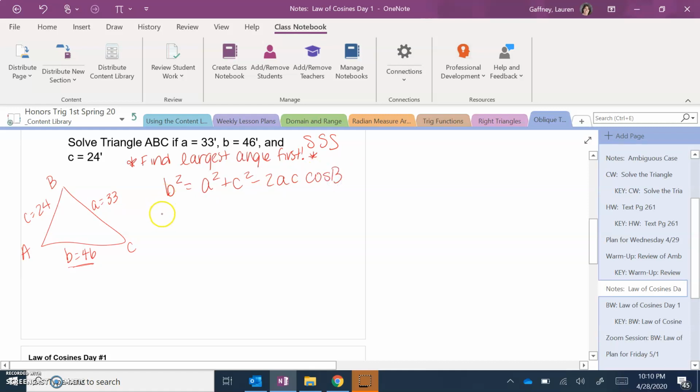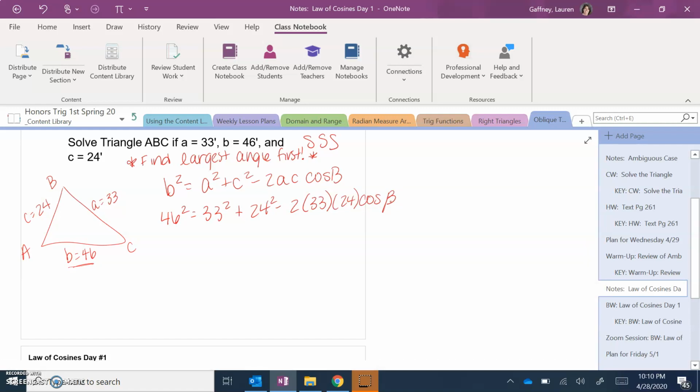So let's fill in. I know B is 46, so 46 squared equals 33 squared plus 24 squared minus 2 times 33 times 24, and then we can find cosine of B. You have to be very, very careful with how you enter this in the calculator. I would definitely at some point push pause and make sure you're entering this in right. So what you should do is, first of all, subtract these two over to the other side.